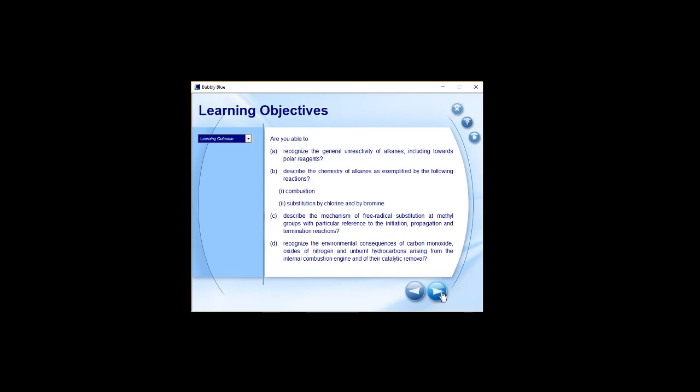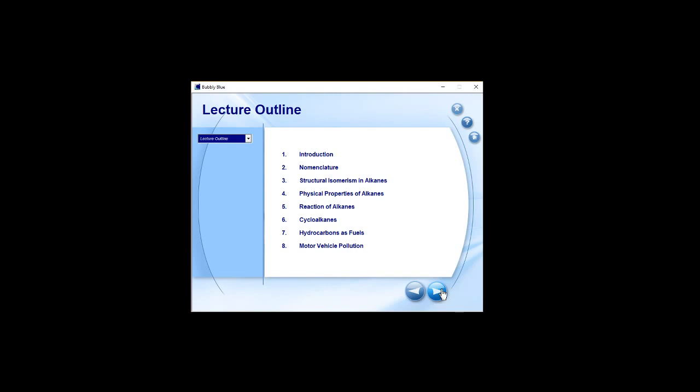Before we start our e-learning module, before we are starting on the topic on alkane, please familiarize with the 4 learning objectives for this topic. These are the learning outline for the topic on alkane.